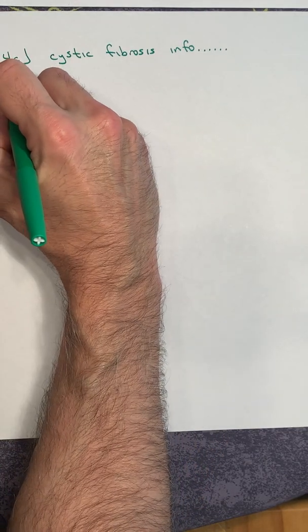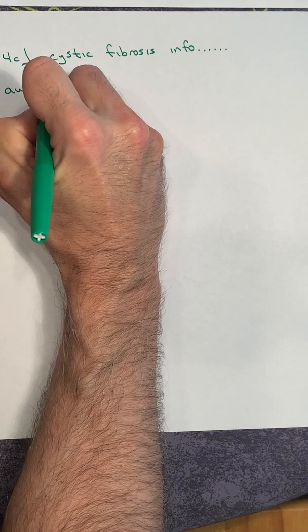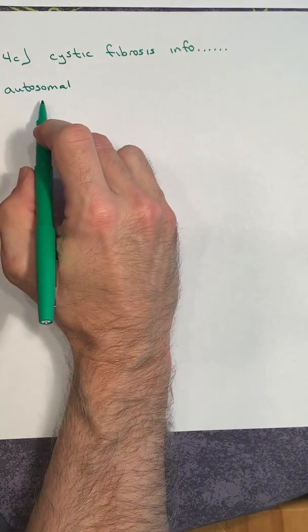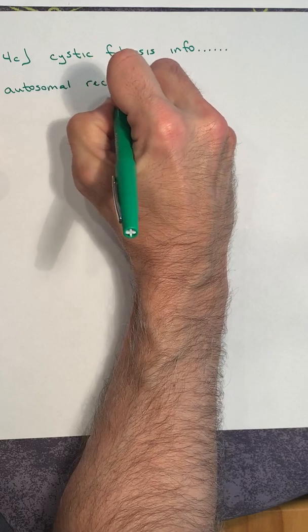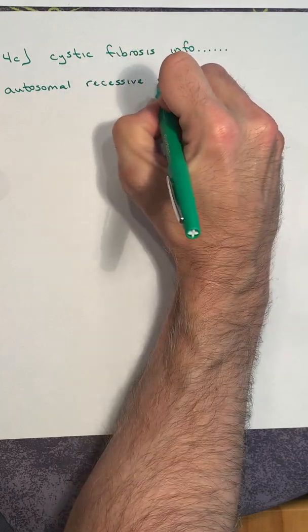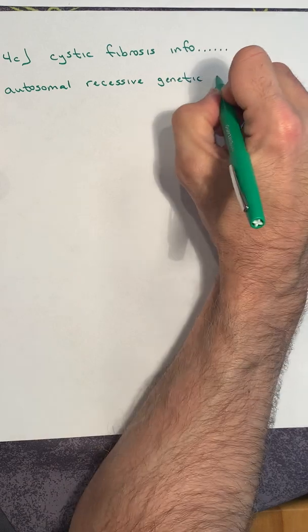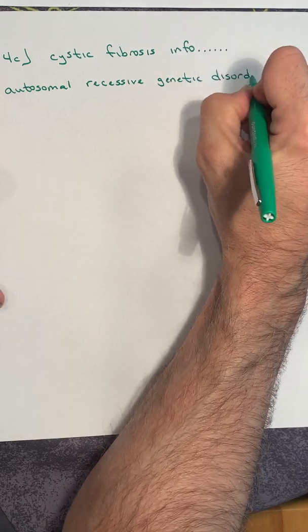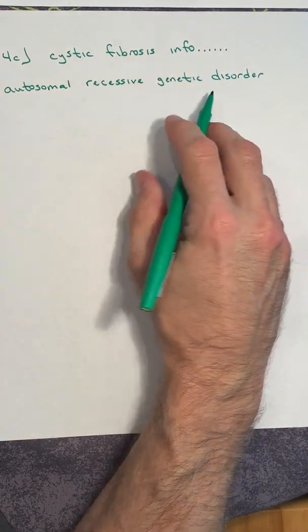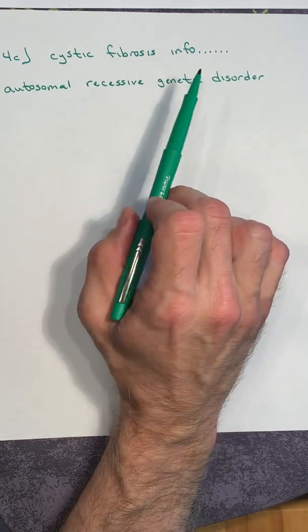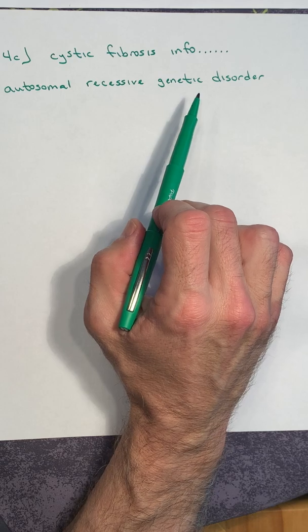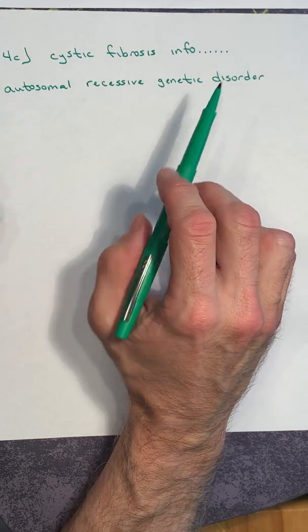And then define what this is. This is an autosomal. Since it's carried on chromosome number 7, that's why it's autosomal. It's an autosomal recessive genetic disorder. It's a genetic disorder. You don't walk down the street and go, oh, I caught cystic fibrosis. Not the way it works, right? You inherit this disorder in your DNA that you receive from your biological parents.